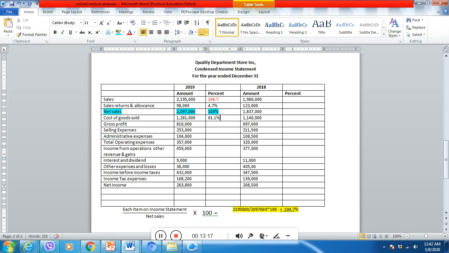Please keep in mind, all students, you have to solve the same way during the final exam and midterm exam. You have to draw the columns for both years, 2019 and 2018: amount column, percent column, then amount column and percent column. Then gross profit, 816,000, divided by net sales, multiplied by 100, and it will be 38.9%.